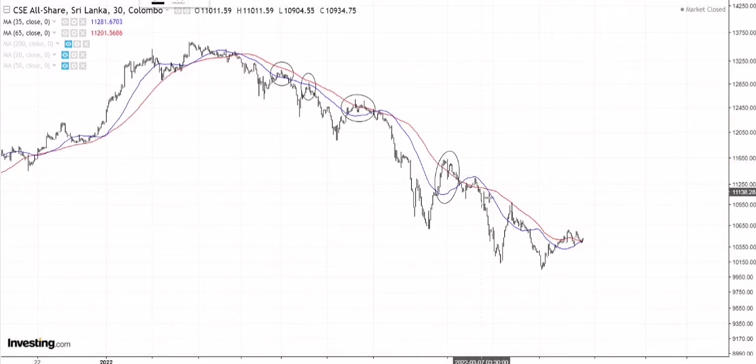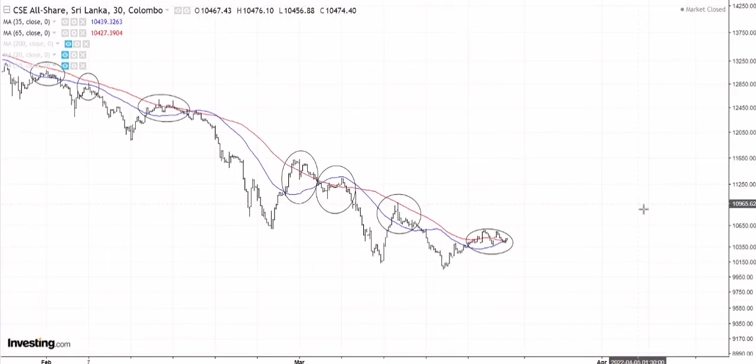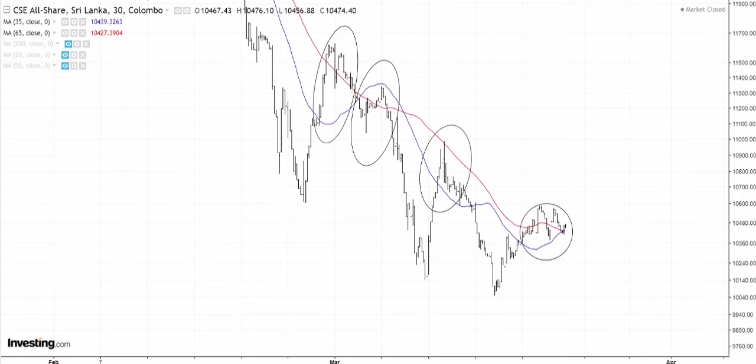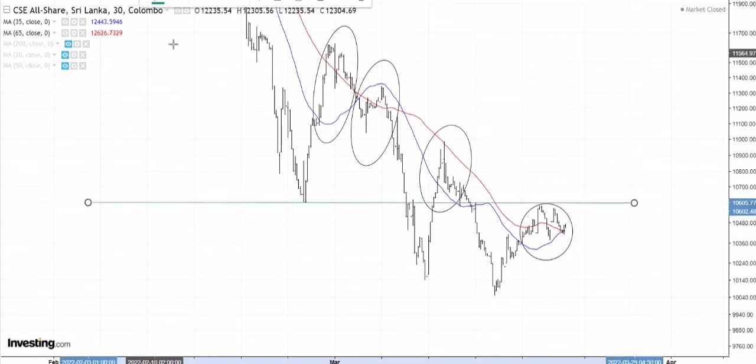You can clearly see not just once, not just twice, not just thrice, but roughly 6 to 7 times we have seen the same thing. Now again we are seeing it over here. What's important from a shorter term perspective is for us to get above this 10,600 level.